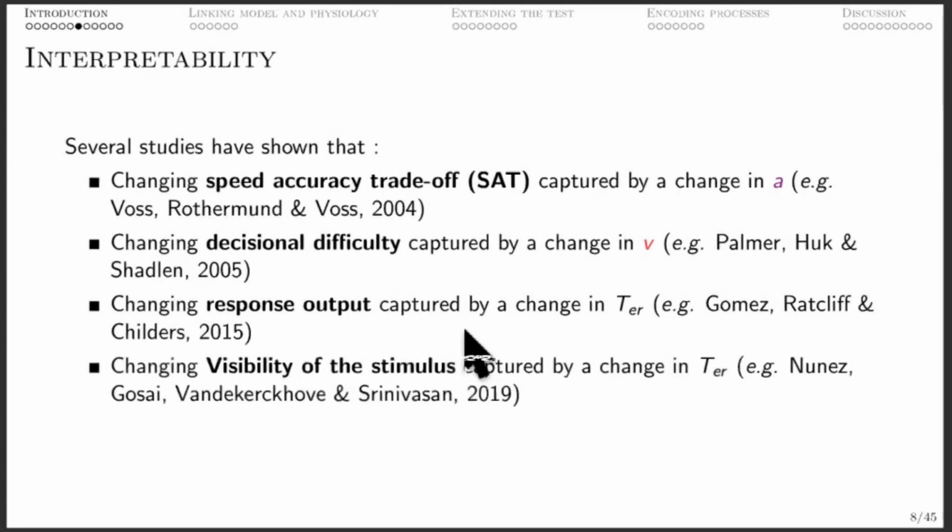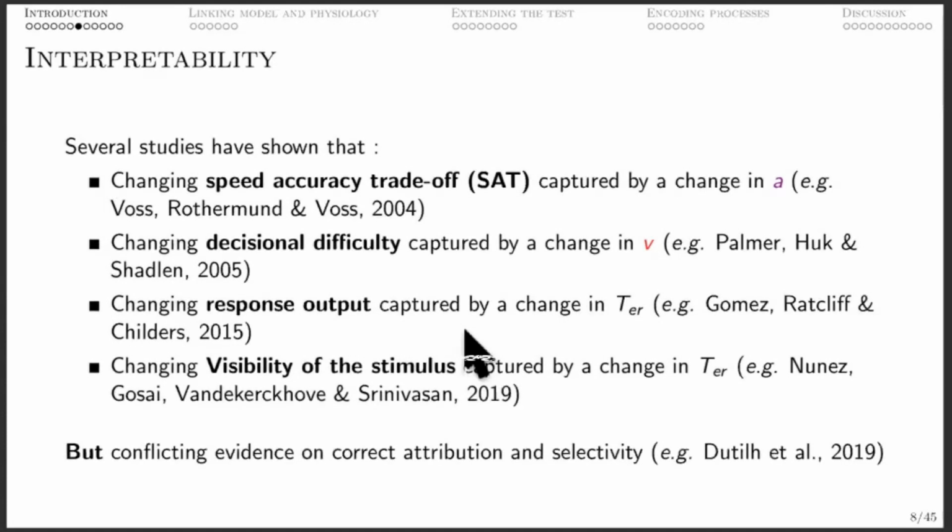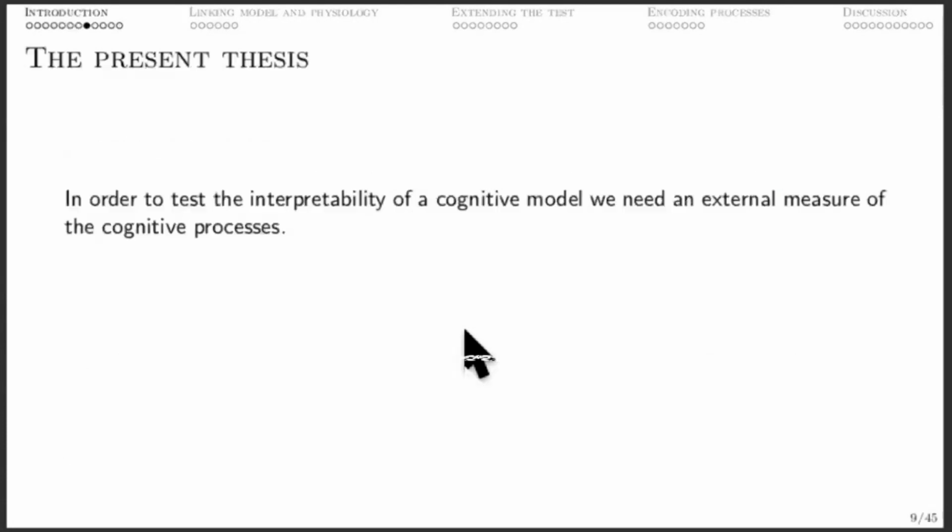And the last study showed that the visibility of the stimulus, making it less or more visible, changed the non-decision time, again, which is coherent because we expect the non-decision time to contain the pre-accumulation time, so the time that is needed to encode the stimulus. But there is conflicting evidence on the correct attribution and selectivity of this manipulation. So these are not enough evidence to say that we can interpret cognitive processes by looking at parameter values.